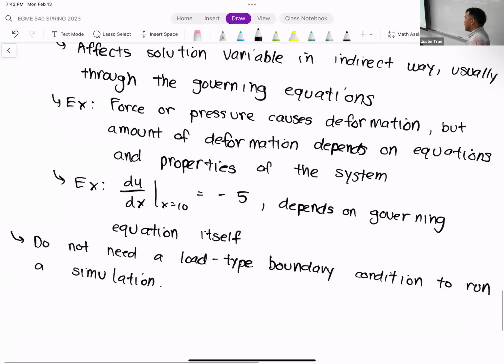I know ANSYS has an error message which kind of makes it seem like you need a load type boundary condition, but you technically don't. You can actually run a simulation with purely just constraint type boundary conditions. Okay.